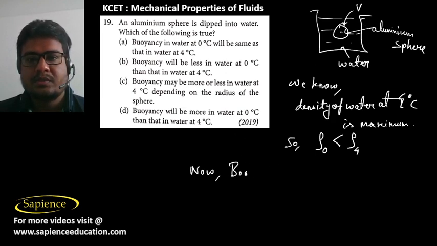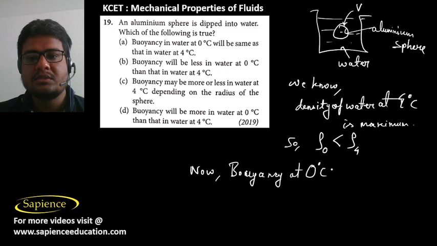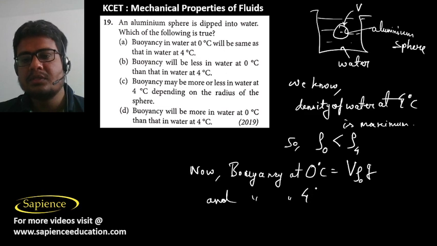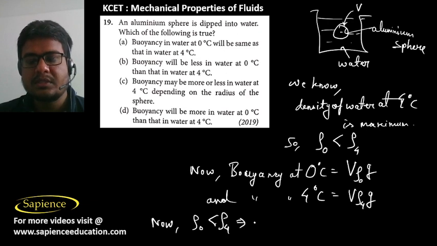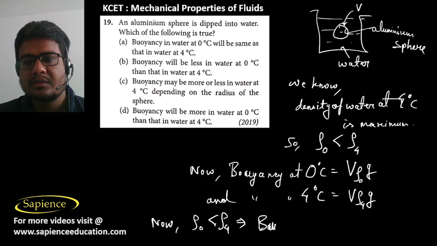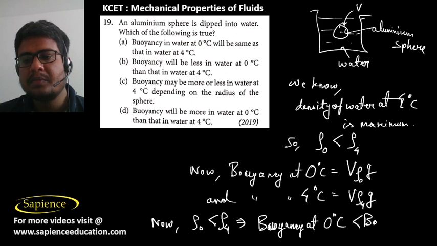So now the buoyancy, let's say the volume of the aluminum sphere is V. So the buoyancy at 0 degree Celsius will be equal to V into rho naught into G, and the buoyancy at 4 degree Celsius will be equal to V into rho 4 into G. Since the density at 0 degree Celsius is less than the density at 4 degree Celsius, the buoyancy at 0 degree Celsius will also be less than the buoyancy at 4 degree Celsius.